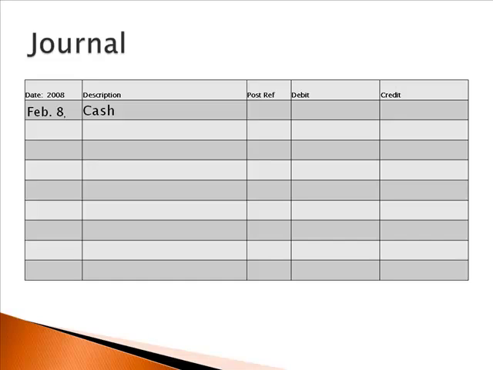We skip over the posting reference column. That'll be used later, and we'll discuss what it's used for in the next lecture. And we move over to the debit column, where we enter the amount that the transaction was for. In this case, $500. We've received $500 cash for services performed.